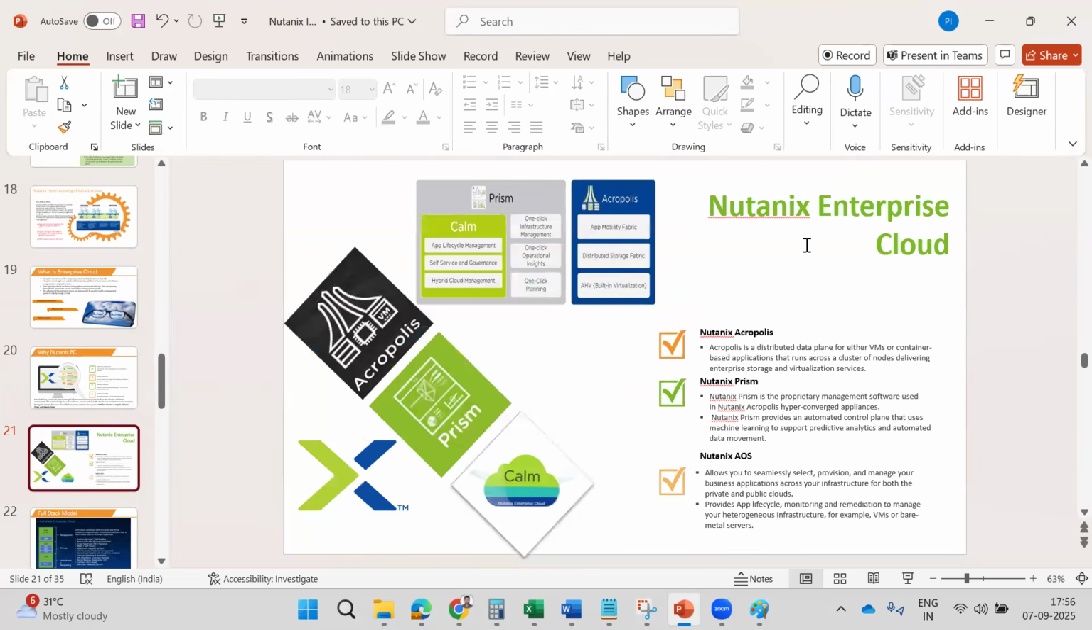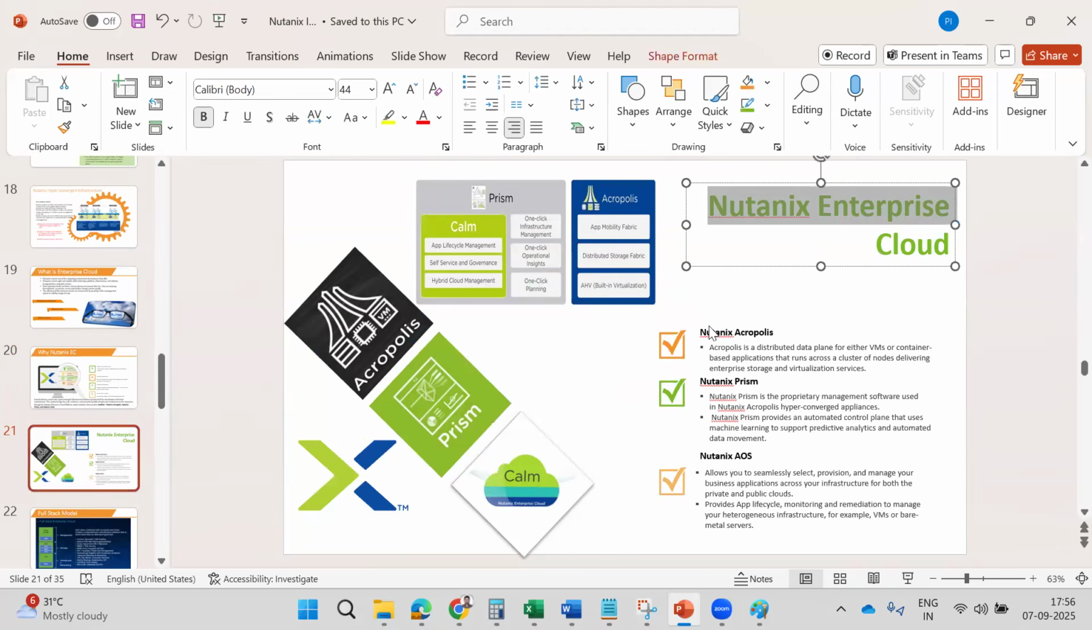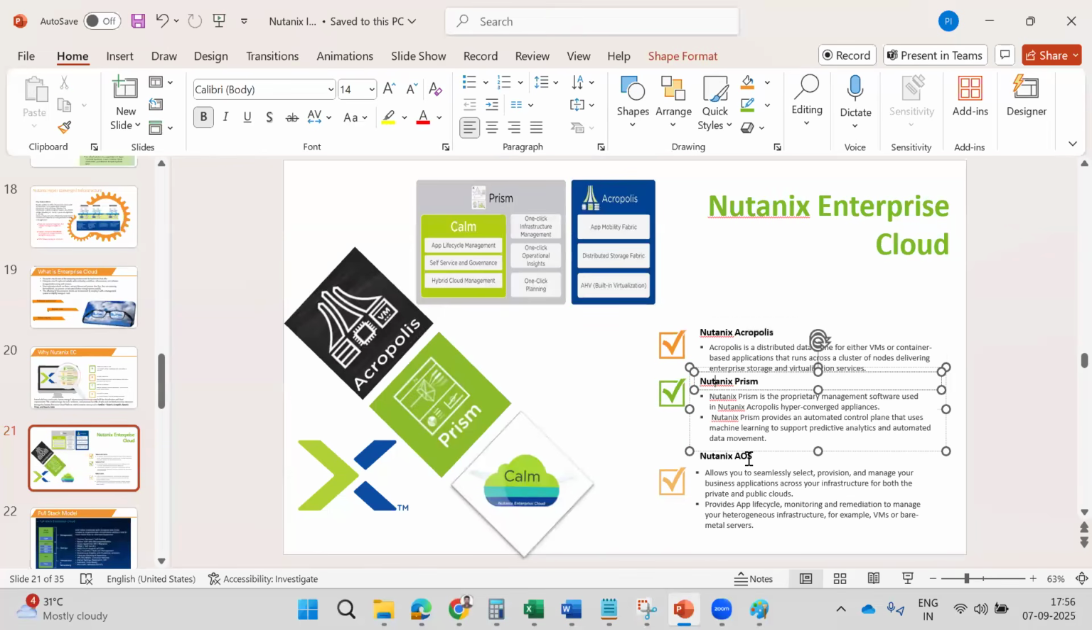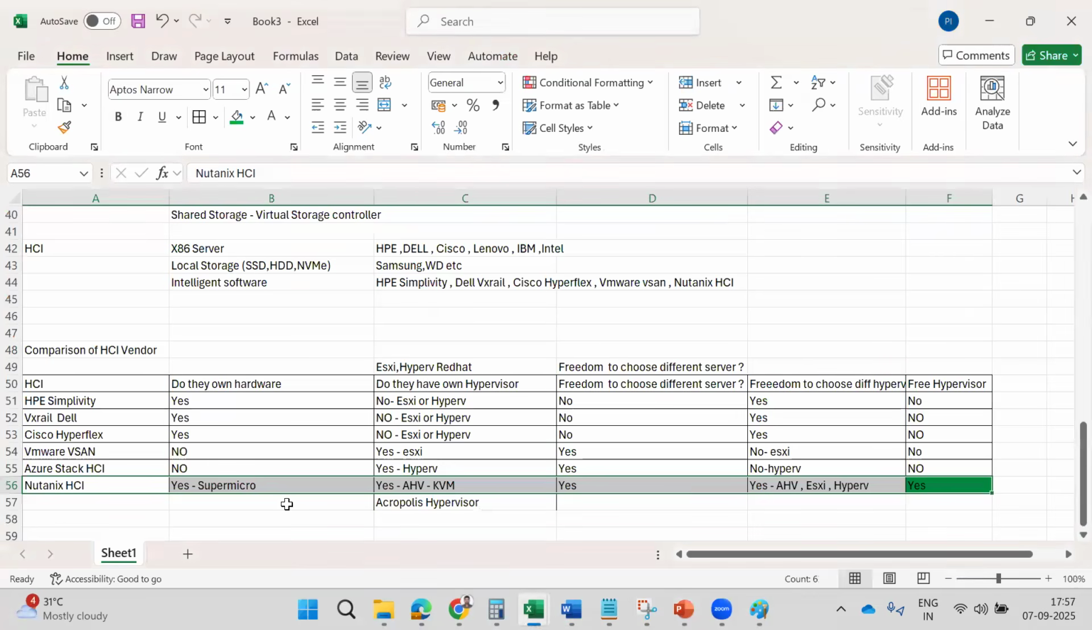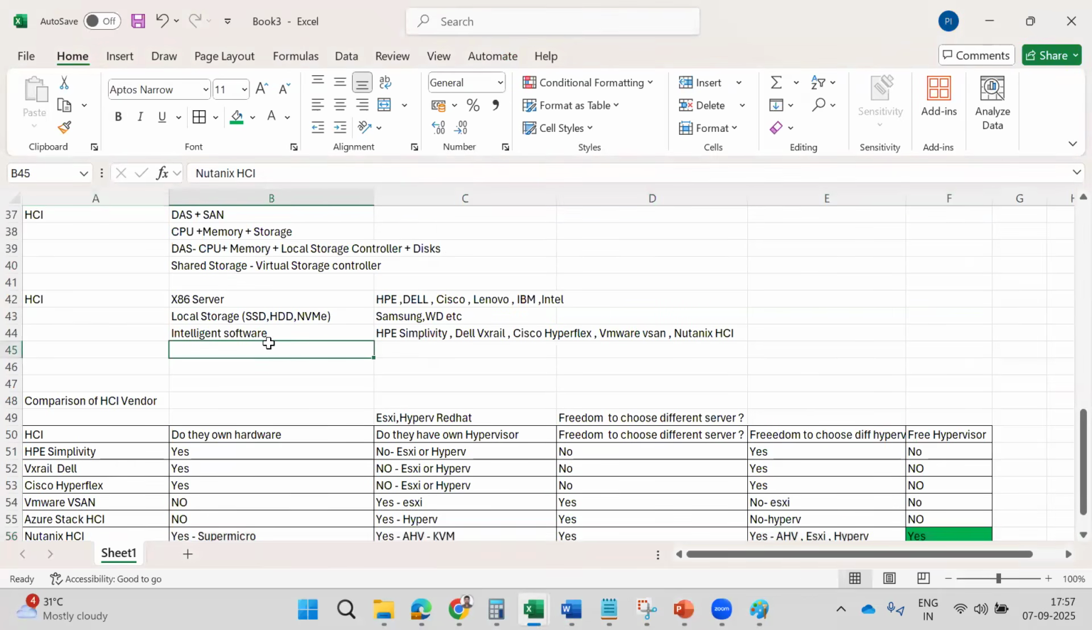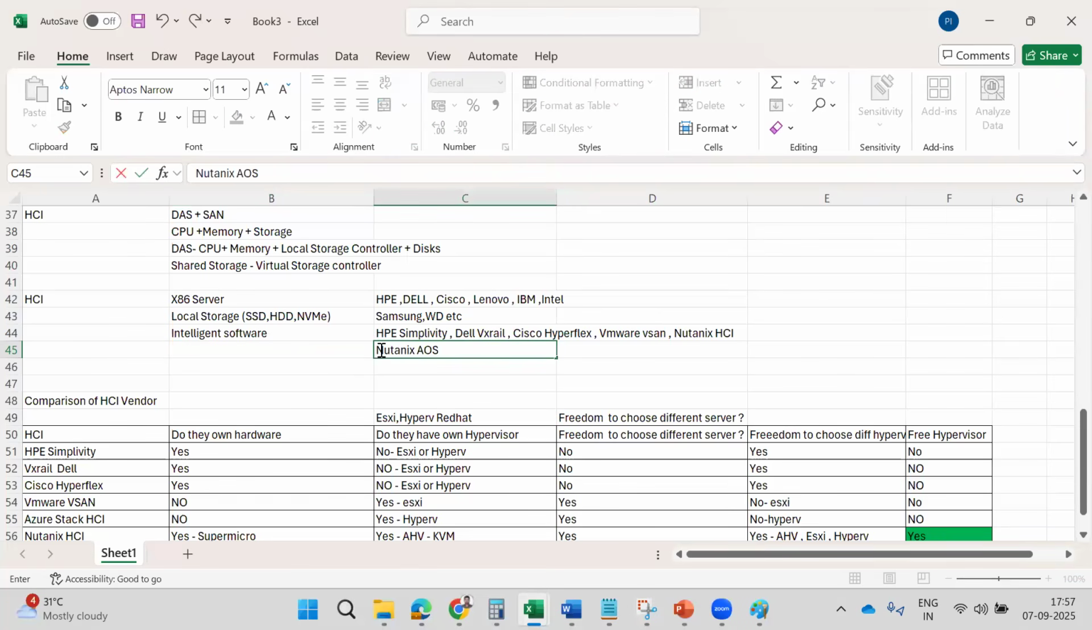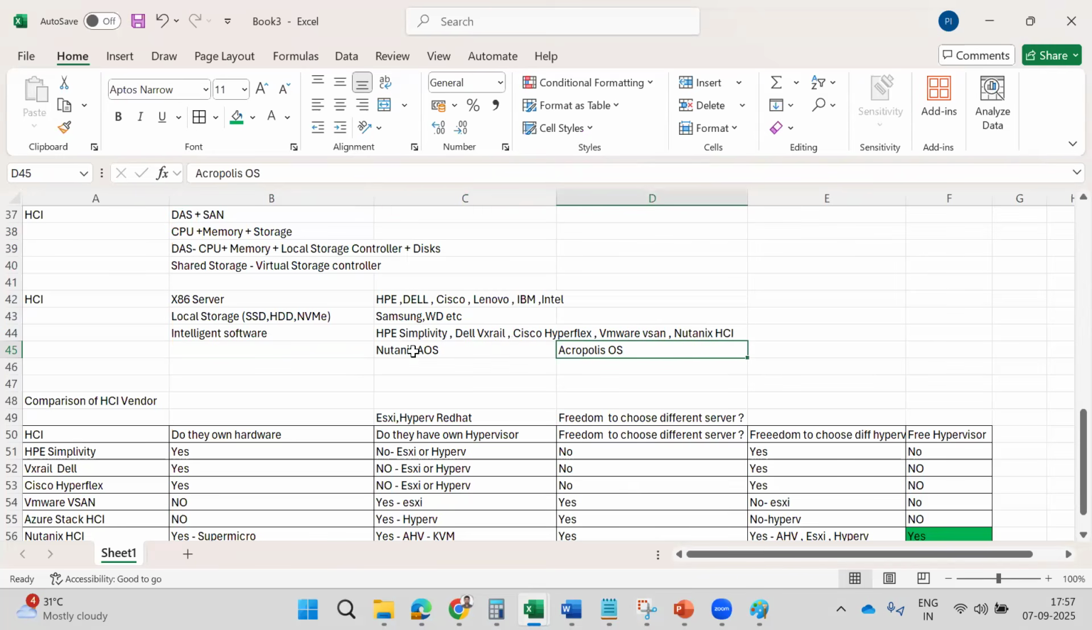Okay, so what is the Nutanix enterprise cloud? Nutanix has three different products. First is Acropolis, Nutanix Prism, and Nutanix AOS. This AOS is the intelligence software. Every company will have a different name for the intelligence software. In Nutanix, we say Nutanix AOS. What is AOS? Acropolis Operating System.